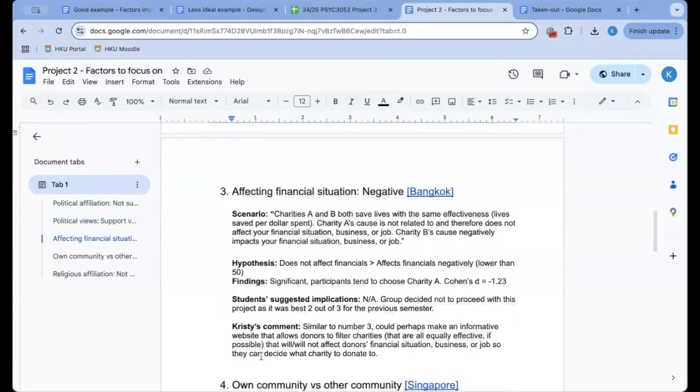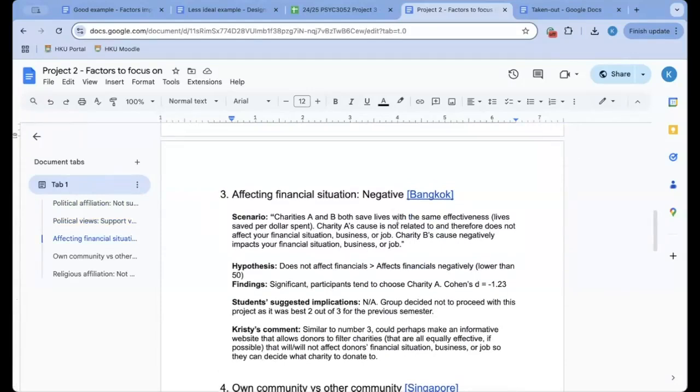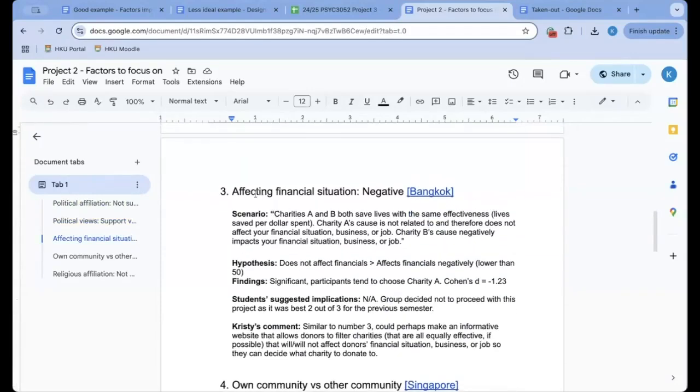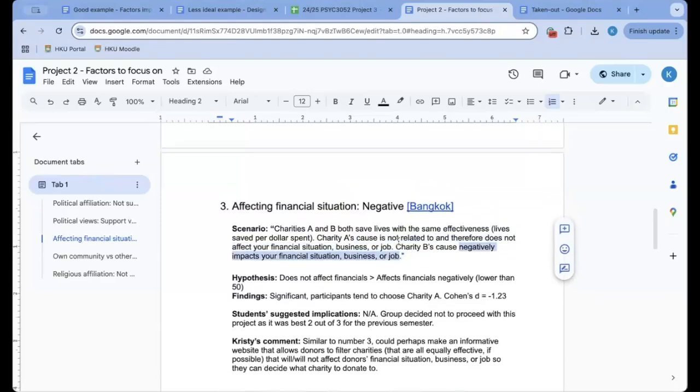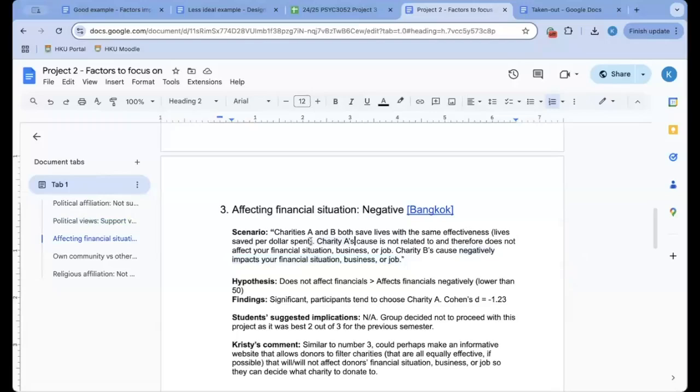On to the third factor. Again, this is proposed by Bangkok, and this time it's about affecting financial situations, negative. In this case, Charity A's cause is not related to and therefore does not affect your financial situation, business, or job. Charity B negatively impacts your financial situation, business, or job. The hypothesis was that people would prefer Charity A over Charity B, and this was found to be significant with a Cohen's d of negative 1.23.